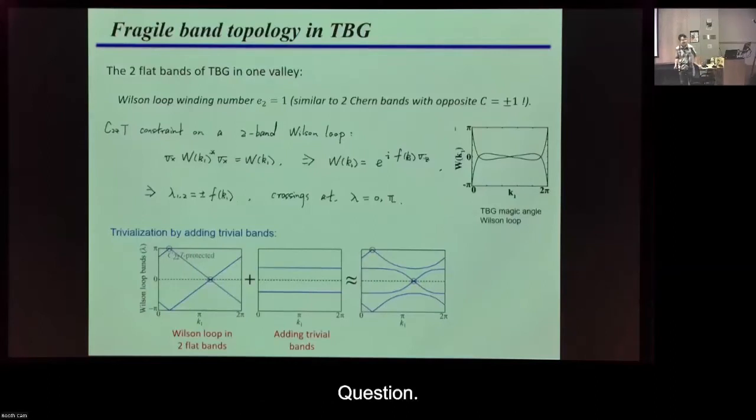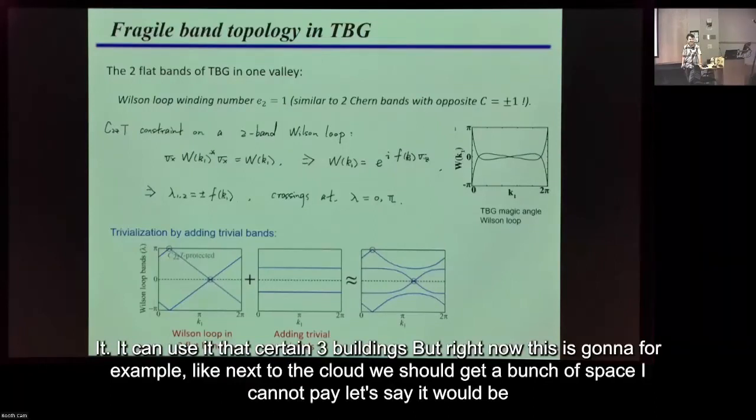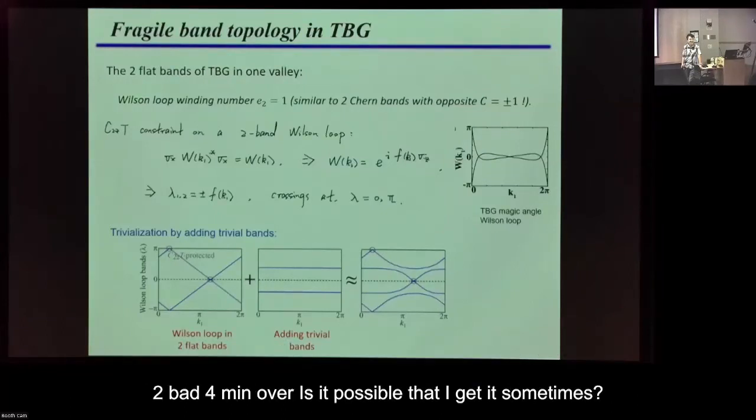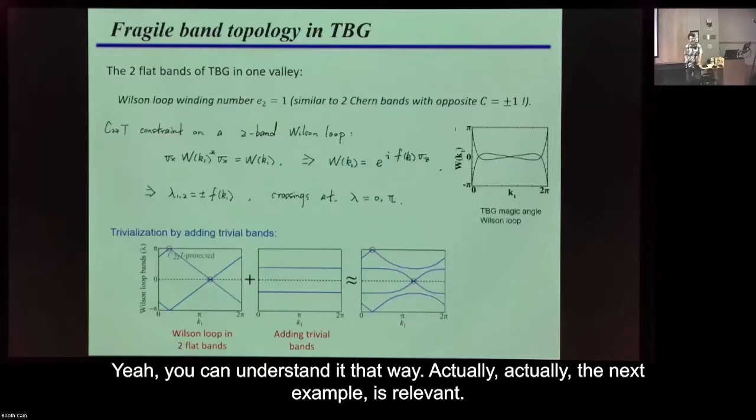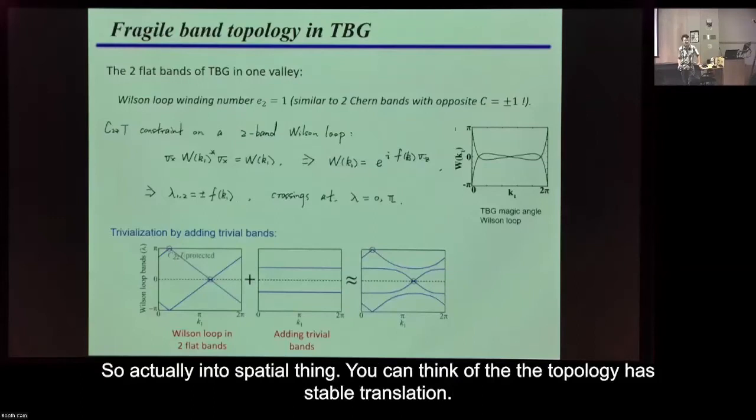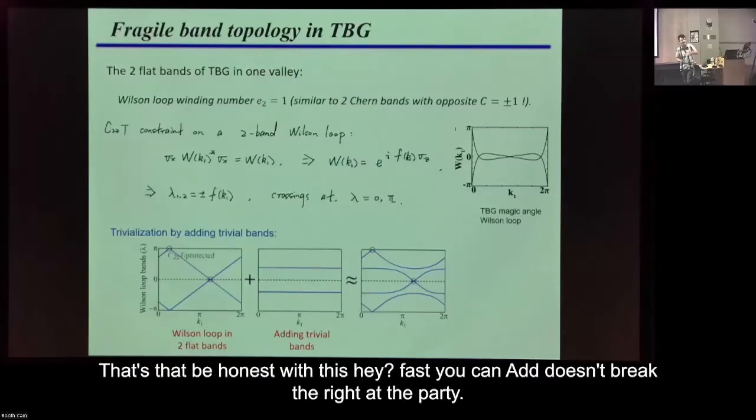Question? Yes. You said certain trivial bands, right? But when I make a DFT calculation and get a bunch of states, and if I want to include more bands, I cannot control which bands. This comes as a spectrum, right? If I say only two bands or four bands, is it possible that I sometimes get the right trivial bands? Yeah, you can understand it that way. Actually, the next example I'm going to talk about is relevant. In twisted bilayer graphene, you can think of the fragile topology as stable in some approximation. That can be exactly understood this way, because the bands you can add don't break the fragile topology. You require certain trivial bands.